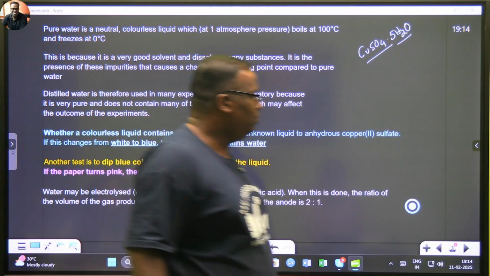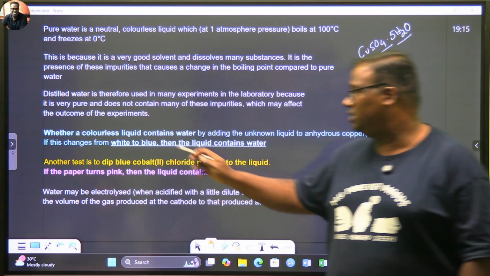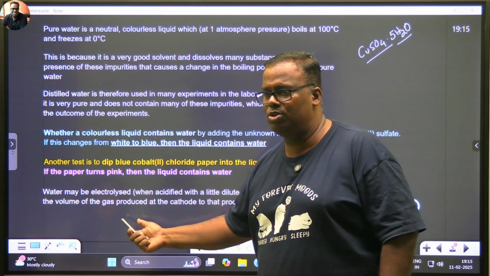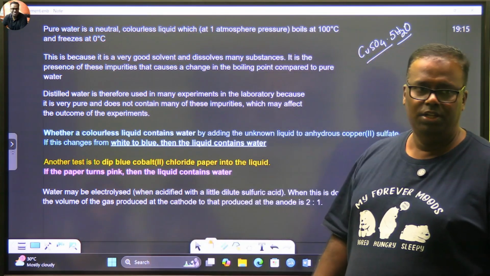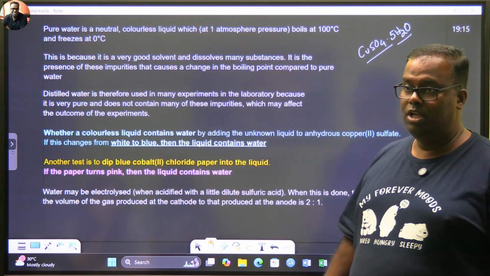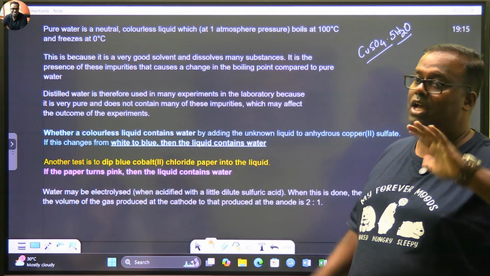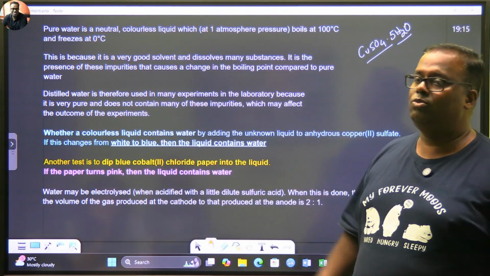Okay. Now, so we understood about the test of water. Now, water may also be electrolyzed. This is what we understood in electrolysis. You remember, in electrolysis, we electrolyze water, but water is neutral. How do you electrolyze water? By putting some acid into it and making it acidic. Otherwise, it will not undergo electrolysis.